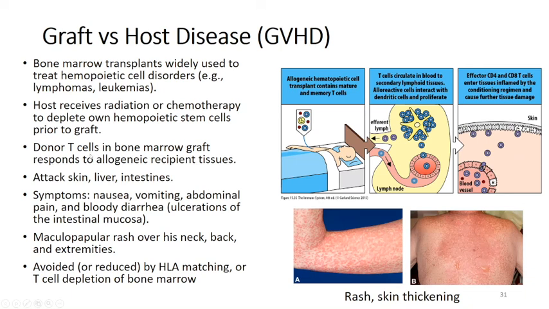There are T cells in that bone marrow graft that the recipient receives. Those T cells will then get activated. The tissues are already damaged a little bit and inflamed by radiation treatment, so the T cells are attracted to these inflamed areas. Those effector cells that came in with the bone marrow will actually try to kill the cells in the skin and cause a rash.